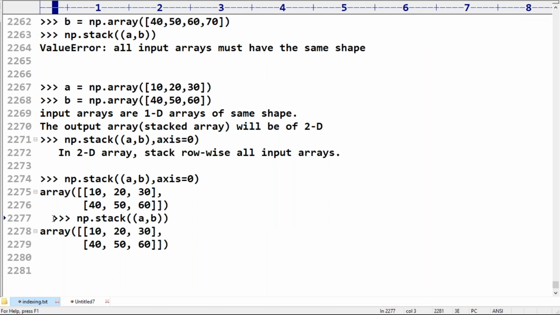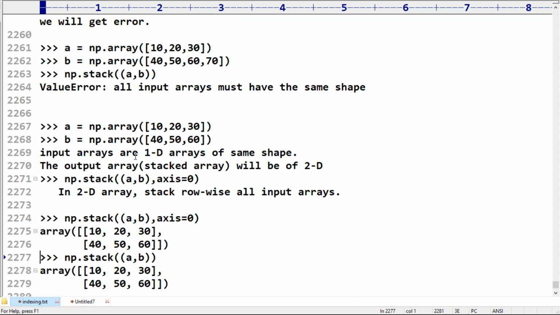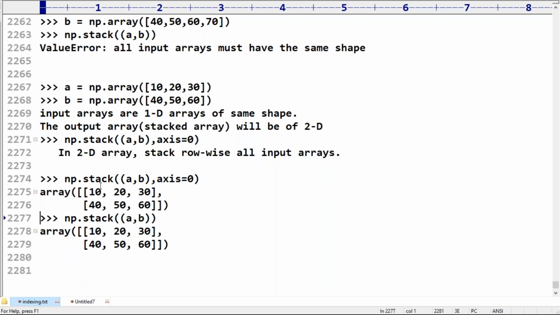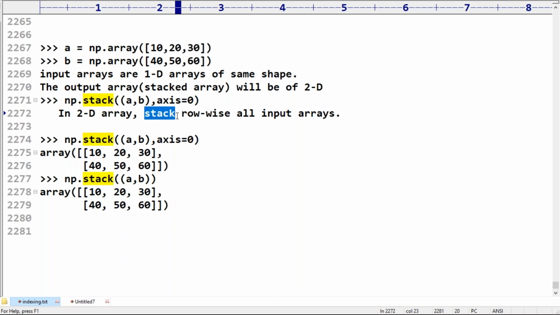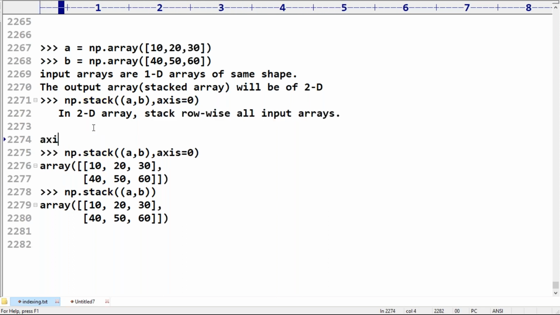So here this word is very, very important. Axis 0 means stack all input arrays row wise. Remember carefully, right? Axis 0 means stack all input arrays row wise. Are you getting it? Are you feeling comfortable? Sir, it seems to be very easy.